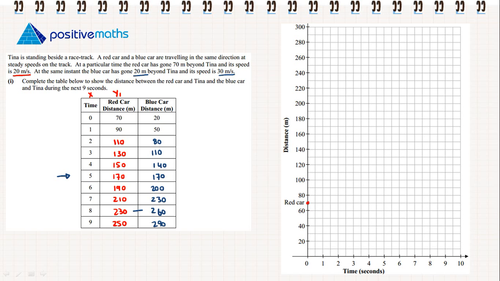We have 0 and 70, then we have 1 and 90, 2 and 110, 3 and 130, 4 and 150, 5 and 170, 6 and 190, 7 and 210, 8 and 230, and 9 and 250. What we'll notice is that it's going to give us a straight line, and that's because it's travelling at a steady speed. So with a ruler and a pencil, you would join the dots to draw the line. Now I'm going to plot the points for the blue car.